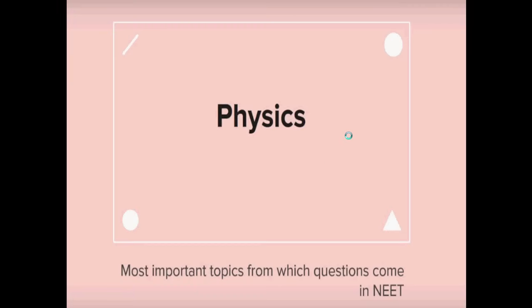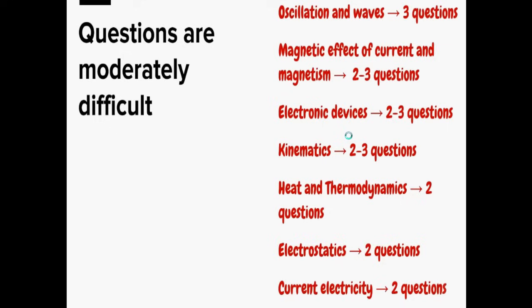Okay, let's talk about physics now. In physics, oscillations and waves is a very important chapter, from which 3 questions will be asked. Magnetic effect, go through the revision of this chapter, very easy chapter, which will be asked for 2 to 3 questions. Electronic devices 2 to 3 questions. Kinematics 2 to 3 questions. Heat and thermodynamics 2 questions. Electrostatics 2 questions, and current electricity 2 questions.